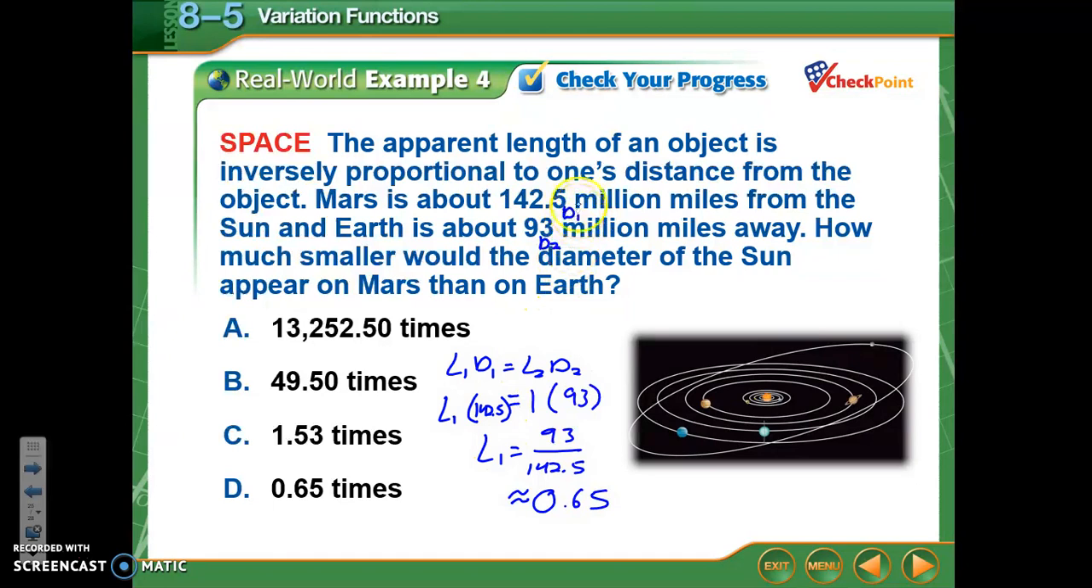So I let D1 be the distance of Mars from the sun and D2 be the distance of the Earth from the sun. And I let the apparent length from the Earth be 1 so that I could solve for the apparent length from Mars, right? But we're not solving for the actual length. Remember, we're just comparing. So we're saying length 1, or the length from Mars, would look about 0.65 times the size as it would from Earth.